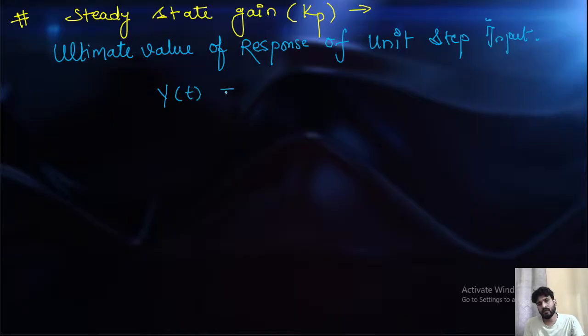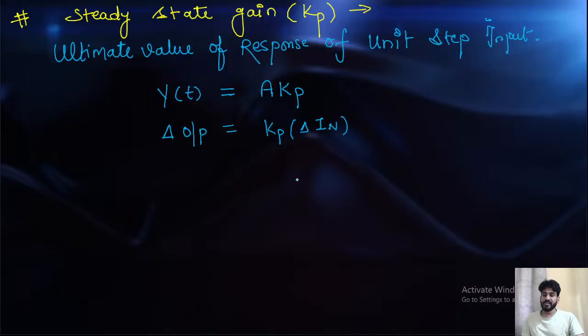I have yt is equal to A Kp, right? Is this clear? So what is your A? A is the magnitude of the input, and this is your change in the output. So basically, I can write this expression as change in output is equal to Kp times change in input. Is it clear to you or not? The Kp will decide how this change in input will impact your change in output.